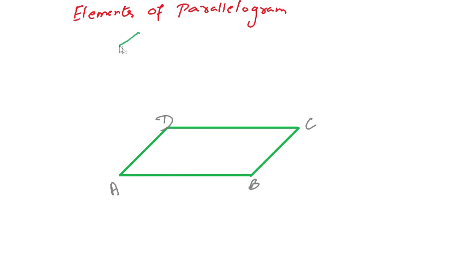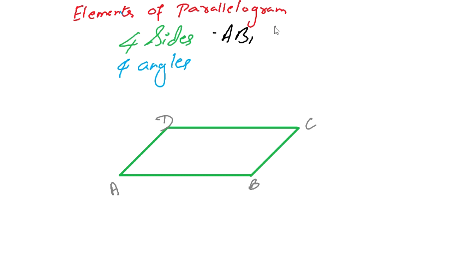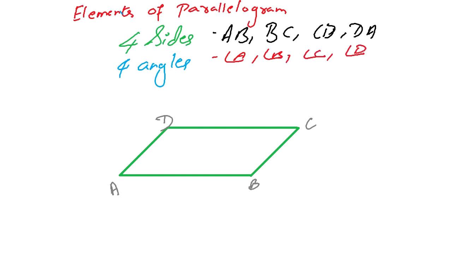In this, the elements of the parallelogram means what all does a parallelogram contain? A parallelogram contains 4 sides and it has 4 angles. So the sides for the parallelogram are AB, BC, CD and DA, and the angles for the same parallelogram are angle A, angle B, angle C and angle D. So now let us see what are the opposite sides and adjacent sides for a parallelogram.